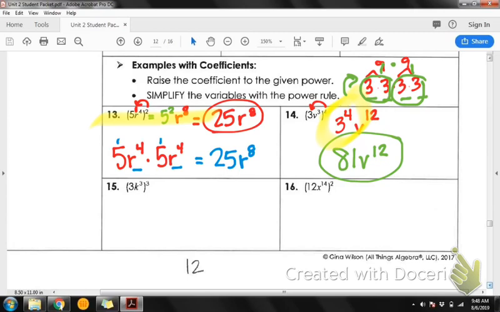Try number 15. Where did 12 come from? 3 times 4. Just like 4 times 2.